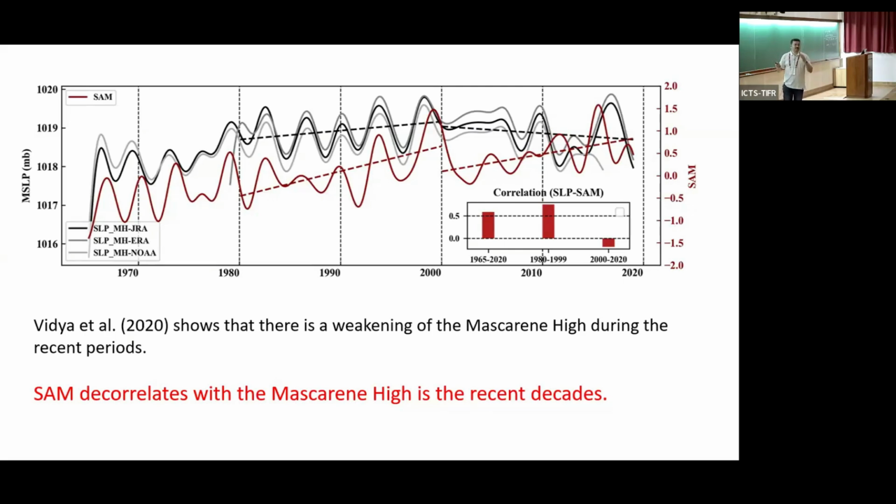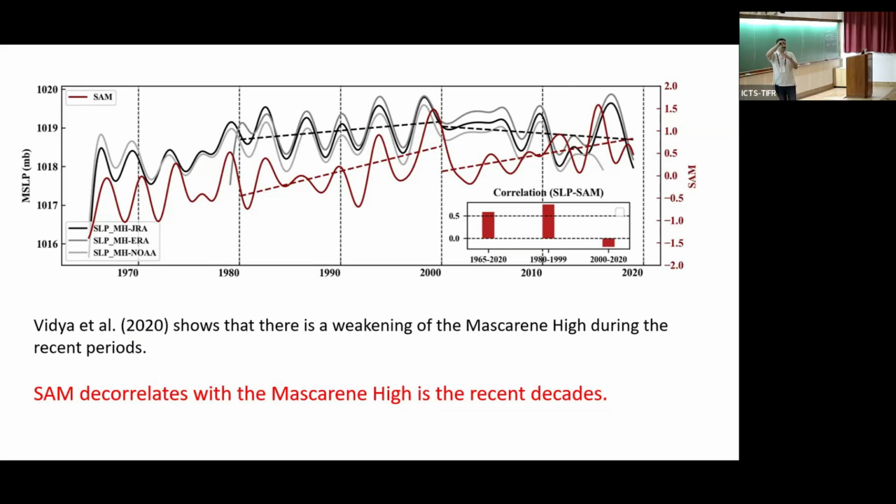They continue to become positive because of global warming, and this is also strengthening the sea level pressure in the Mascarene High region. That means where the subtropical gyre is, and they are very well correlated in terms of variability. So the correlation is more than 0.5 if you take that entire record, which is about 1962 to 2020, and the correlation in fact strengthened between 1980 and 2000. But after 2000, this correlation has gone down.